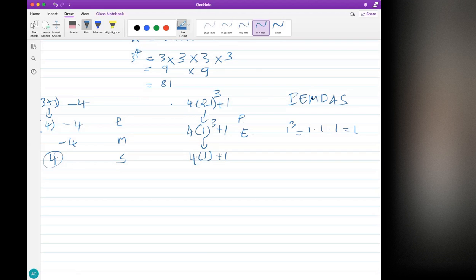Okay, so we did the exponent here. All right, next, do we have a multiplication? Yes. Multiplication is here. So we're going to do that. So 4 times 1 is 4, plus 1. Finally, only one operation left, the addition. We don't have division, so we do the addition. And this turns into 5.